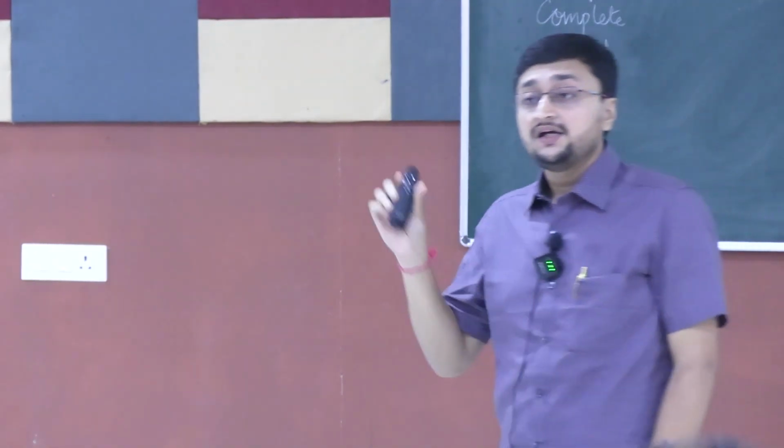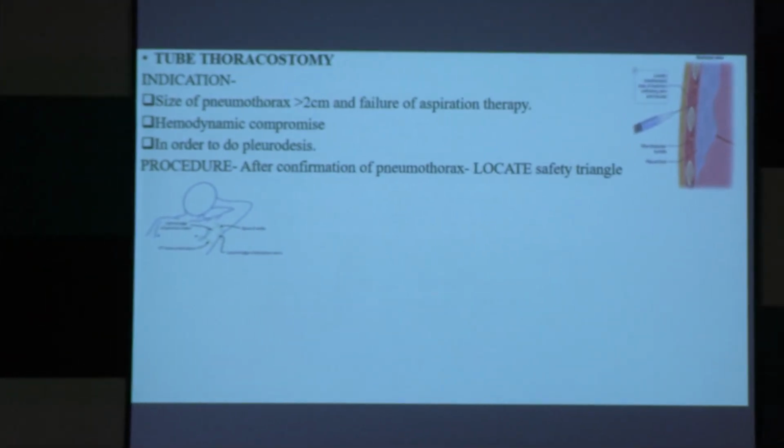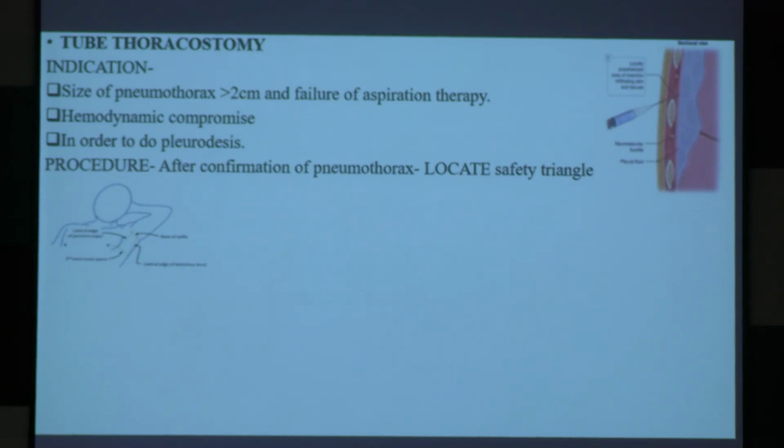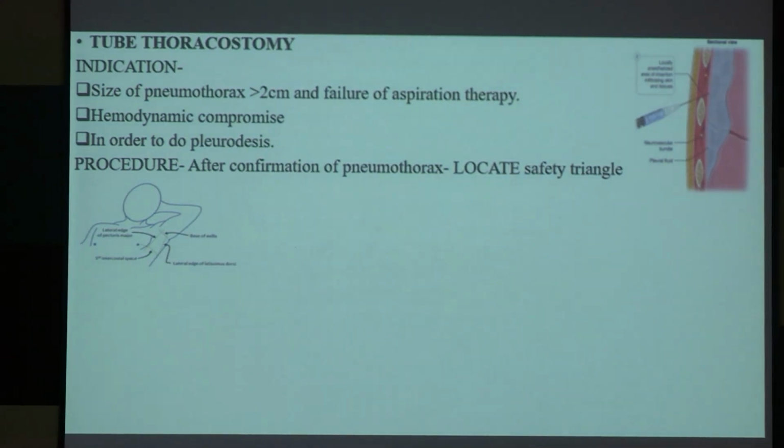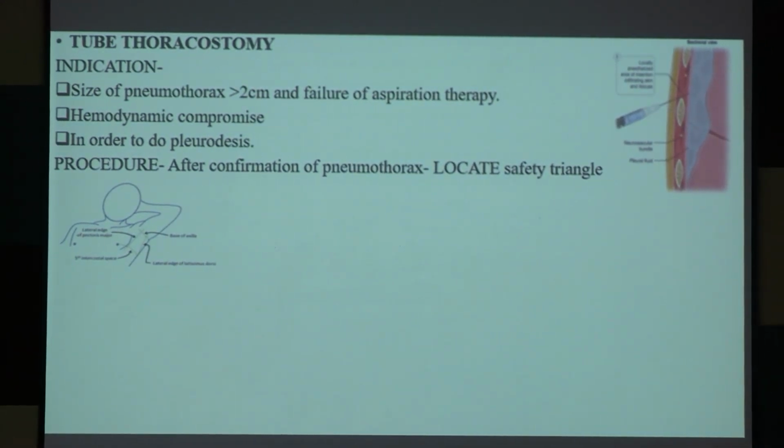After confirmation of the pneumothorax, you have to locate the safety triangle. So what is the boundary of the safety triangle? Latissimus dorsi, pectoralis major, apex of the lung, and 5th intercostal space. So this quadrangular space, or triangular space, is the safety triangle. Why do we choose the safety triangle to give ICT? Because it avoids injury to the neurovascular bundle, right?